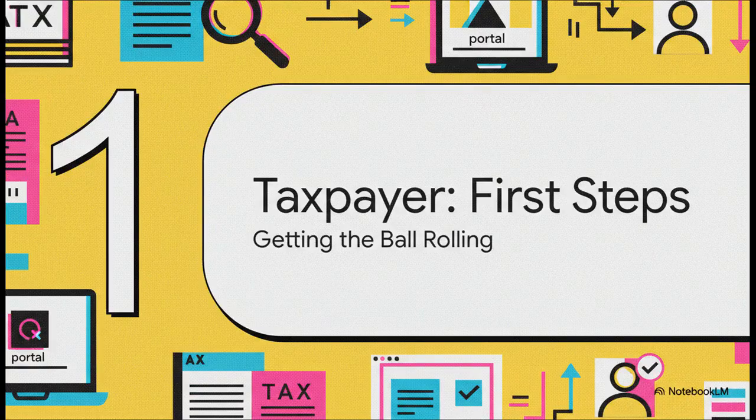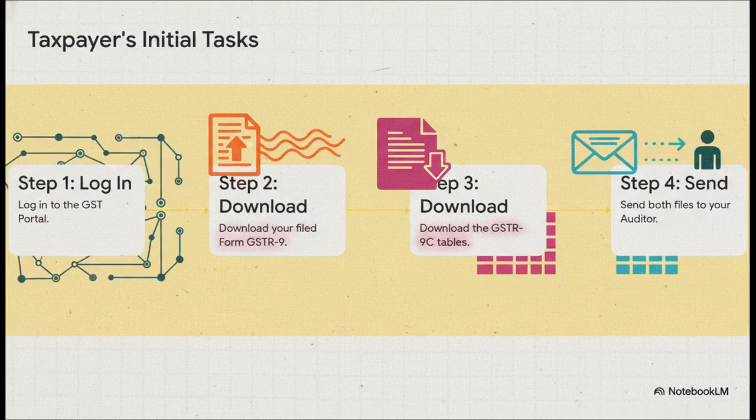All right, first up, the taxpayer's role. You're the one who kicks this whole process off. Your first job is to get all the key documents together from the GST portal so you can hand them off to your auditor. It really just boils down to these 4 simple steps.